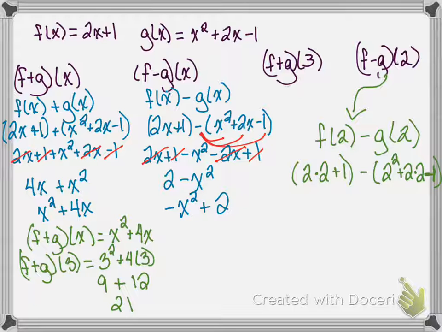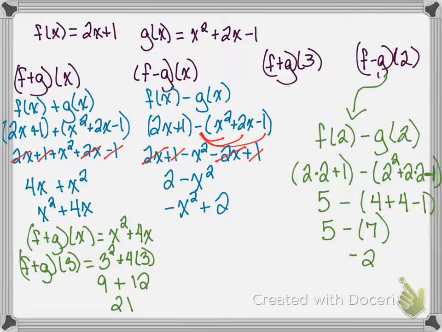So 2 times 2 is 4, plus 1 is 5. 2 squared is 4. 2 times 2 is 4. And I'm subtracting 1. So then I have 5 minus 7. 5 minus 7. And that is negative 2.